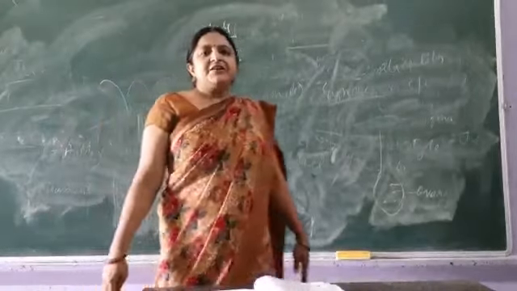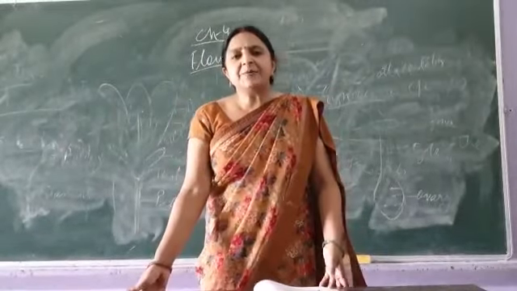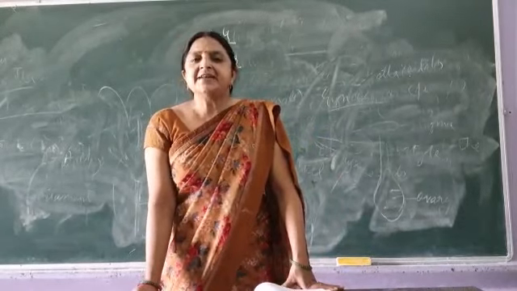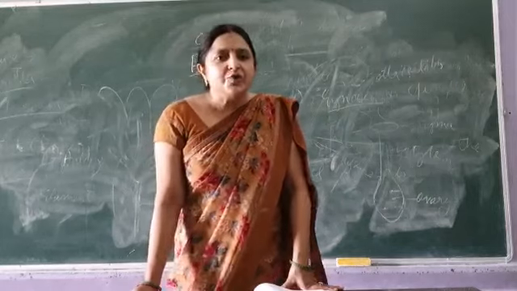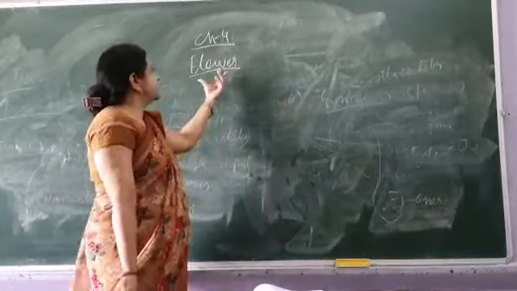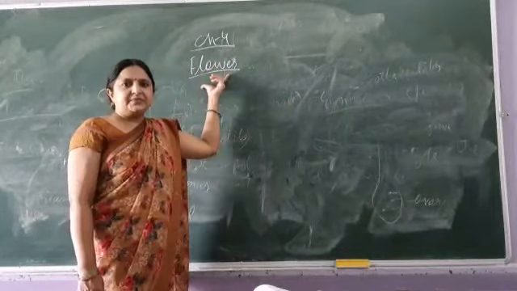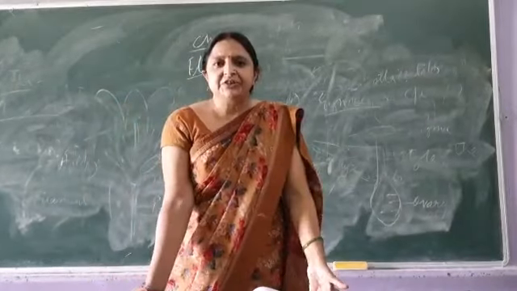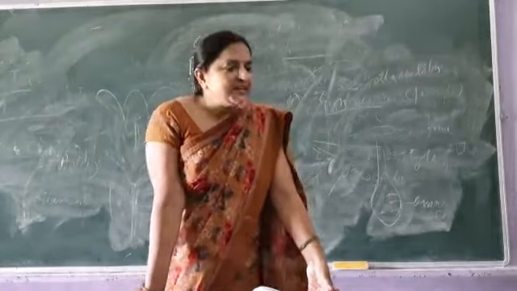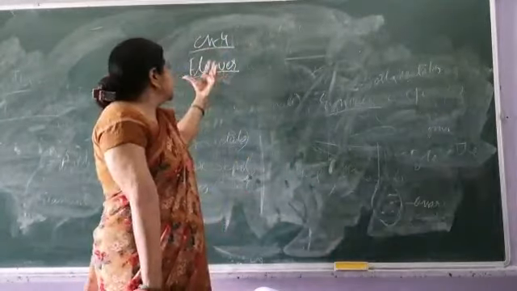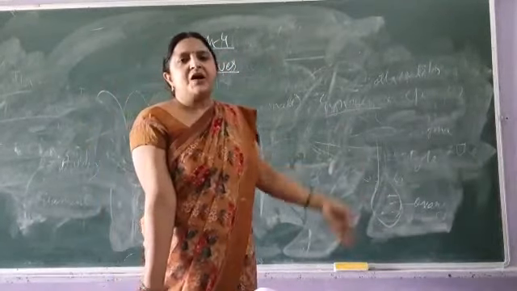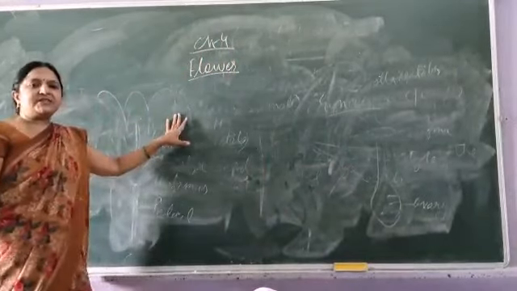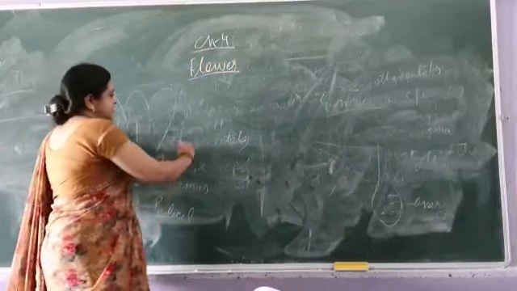We all know that in plants two types of reproduction take place, asexual reproduction and sexual reproduction. So plants reproduce sexually with the help of the flower. The flower is the reproductive part of the plant. First, for that we will study the structure of the flower.